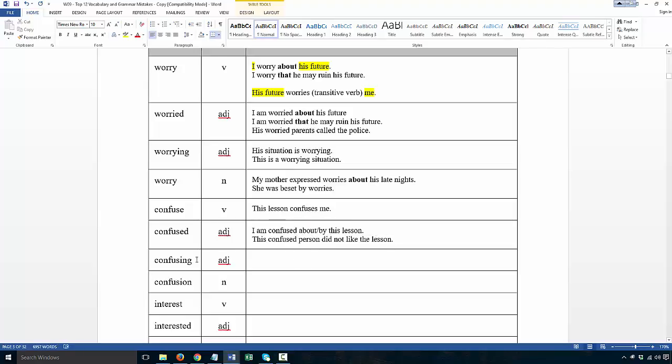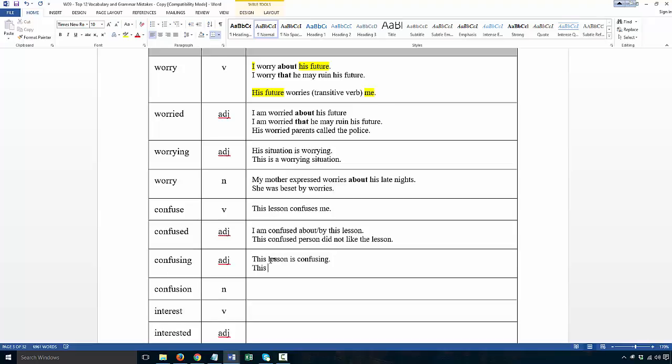Let's go to confusing. Confusing is going to be describing the something that makes the person confused, right? So it's going to be this lesson is confusing. It's describing the thing that makes you feel confused. Or this is a confusing lesson. Okay, this will be the adjective before the noun. This will be the adjective after the be verb.